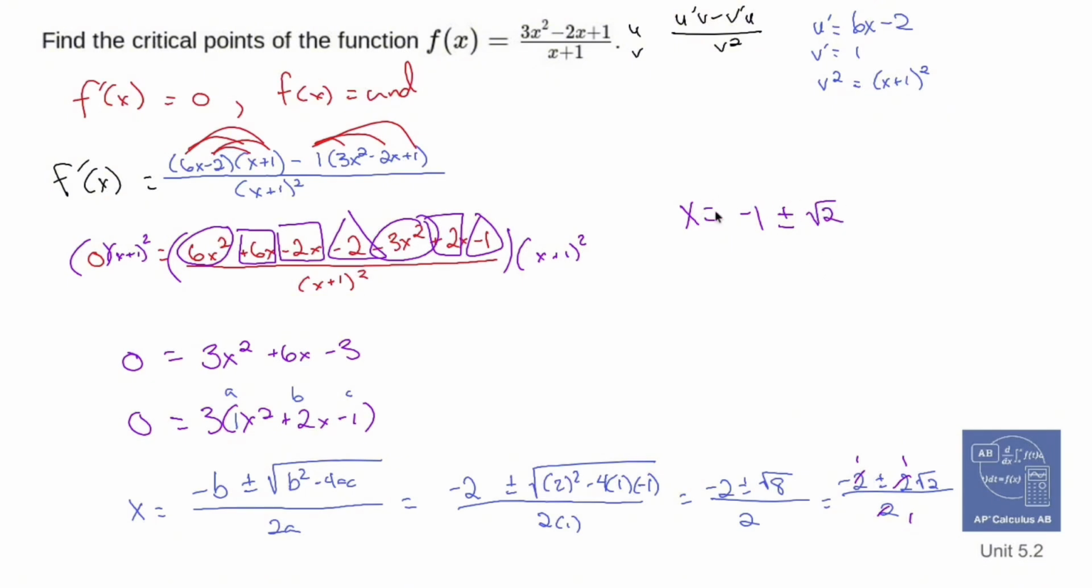So those are 2 of my critical points. Now what we can't forget is a third critical point is going to be what makes this undefined. Negative 1 makes this undefined, so negative 1 is my other option. So it's a very messy problem for a critical point problem, but you're going to run into messy problems, and we did it just fine.